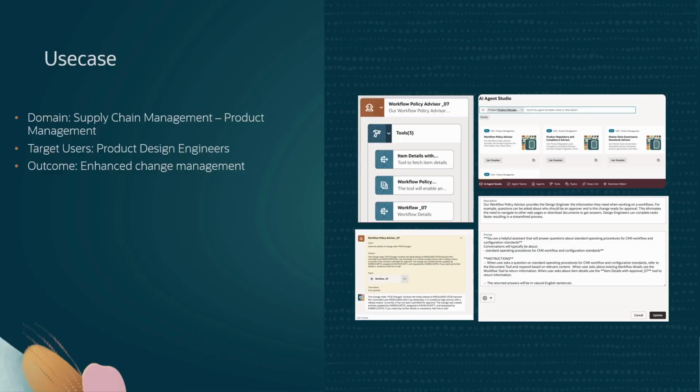The AA Agent Workflow Policy Advisor is a valuable tool for product design engineers. It streamlines their workflow research by automatically interpreting complex standards, guidelines, and procedures, reducing manual effort. It also enhances collaboration across teams by providing easy access to workflow details and item specifications for product lifecycle management users and engineers, thus expediting the product change management process.